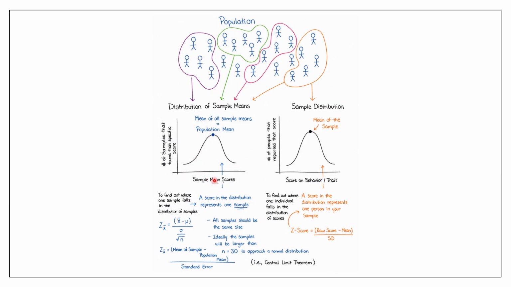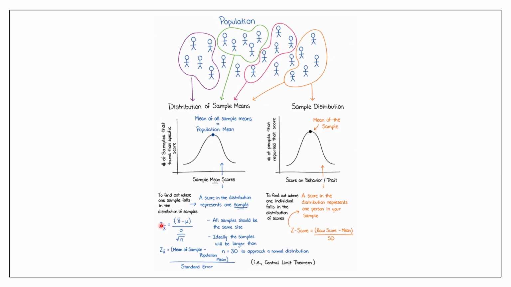And very similar to how we did with individuals, where the location tells us something about that individual, well, the location of the sample will tell us something about that sample. Again, is it above or below the population mean? And then what does that mean or imply about the specific sample?